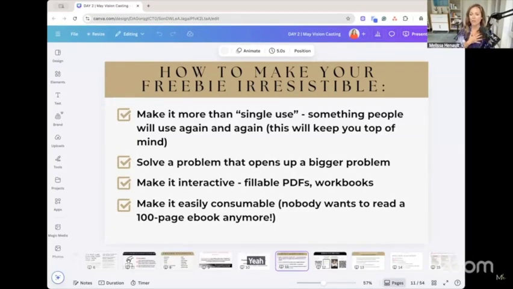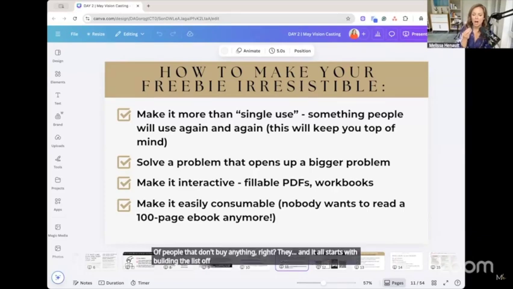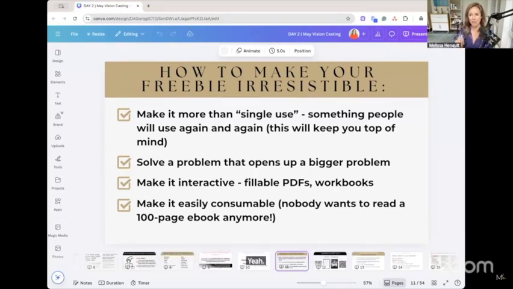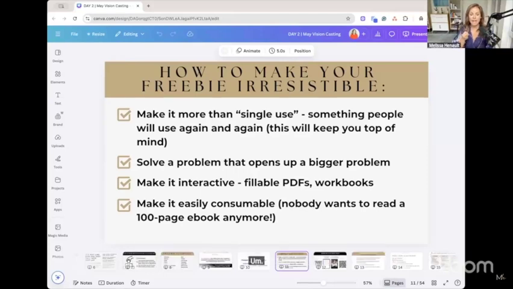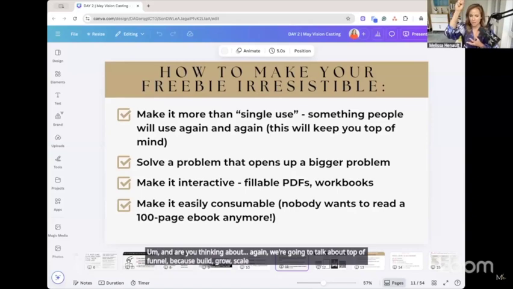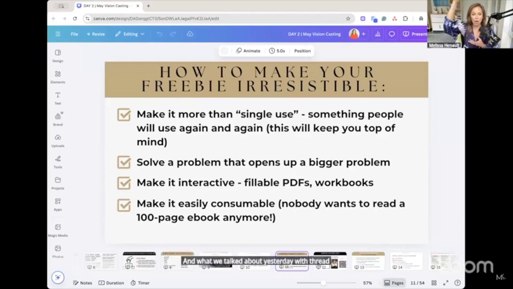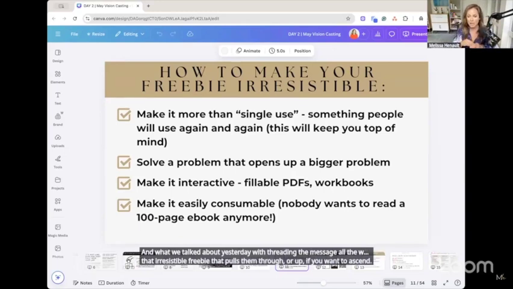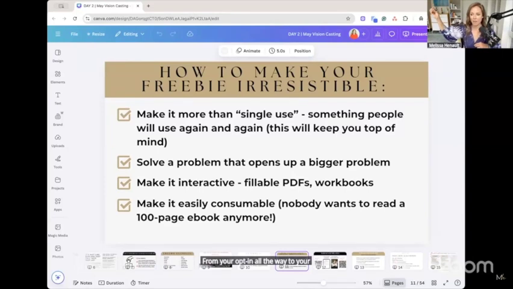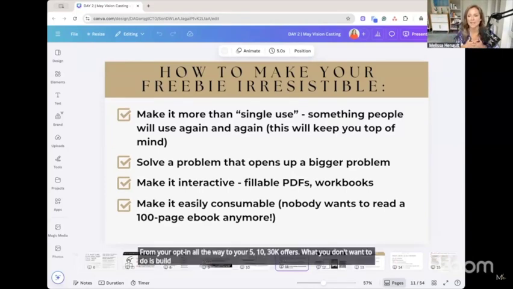Yeah. And it all starts with building a list off of what is the messaging on the freebie that you're downloading? Who are you targeting? Are you speaking directly to a premium client? Again, we're going to talk about top of funnel, because Build, Grow, Scale is about that top of funnel strategy to bring in that premium client. And what we talked about yesterday with threading the message all the way from that irresistible freebie that pulls them through, or up if you want to ascend, from your opt-in all the way to your 5, 10, 30K offers. What you don't want to do is build a list of freebie collectors.